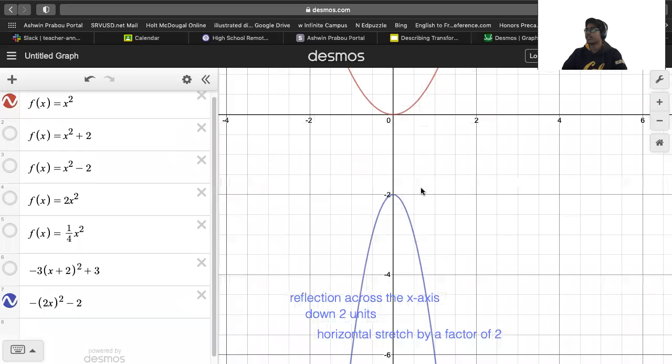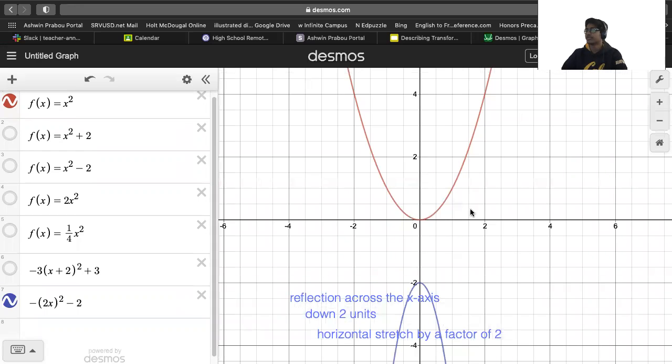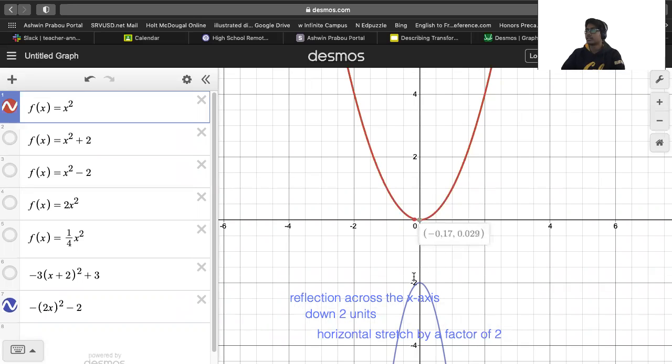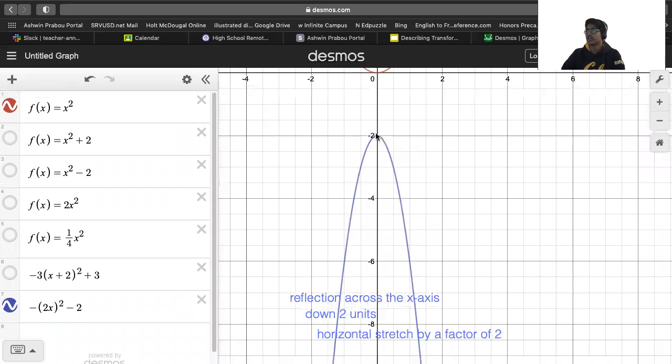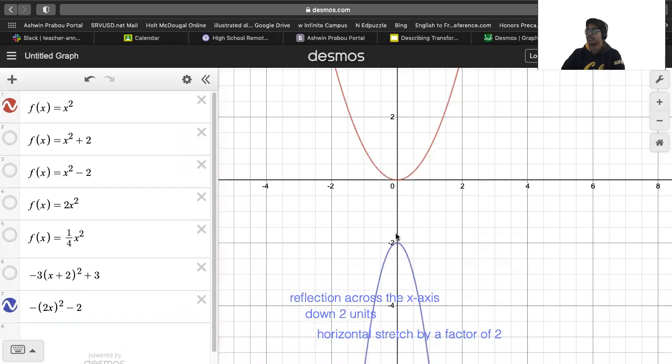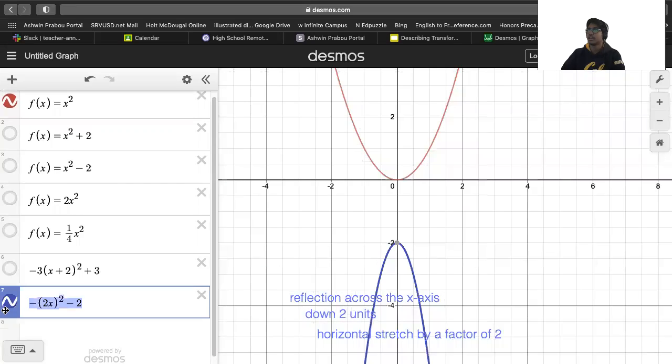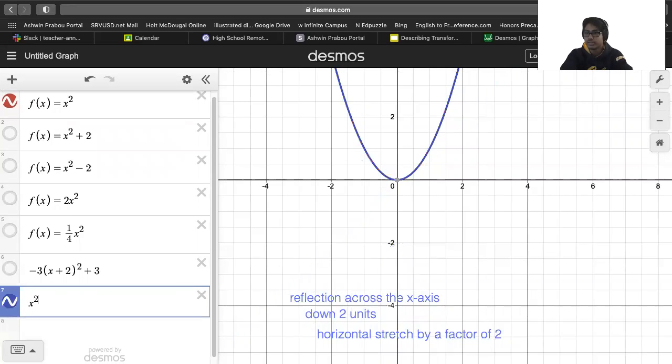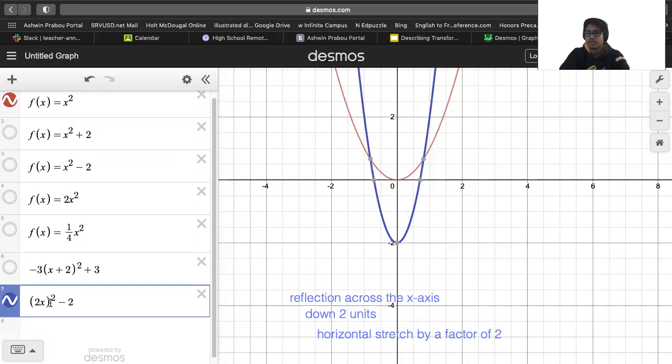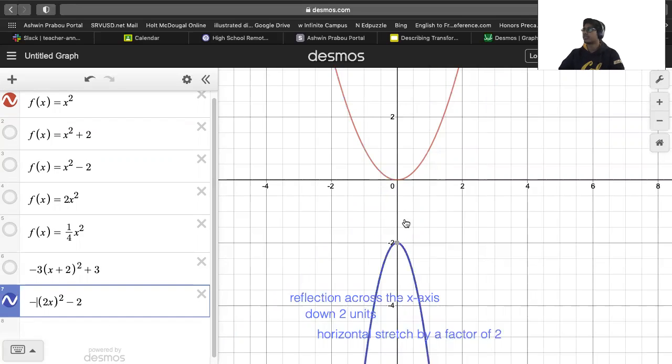So we can see that the graph is down here. You've got the original graph f of x equals x squared. And then you've got the vertical translation down 2, the horizontal stretch by 2, and a reflection across the x-axis. So once again, I'll just do this step by step. So we've got down 2, we've got a horizontal stretch, and then you've got a reflection. That's what the graph looks like.